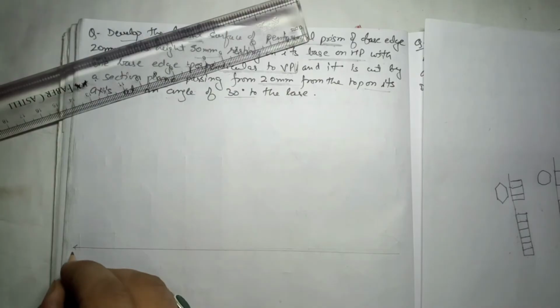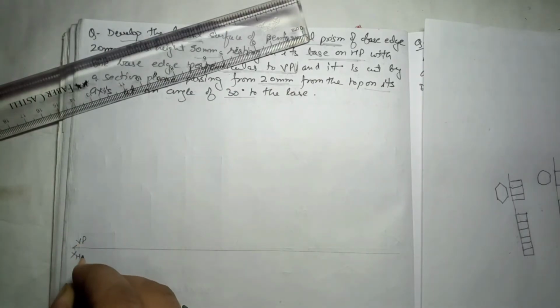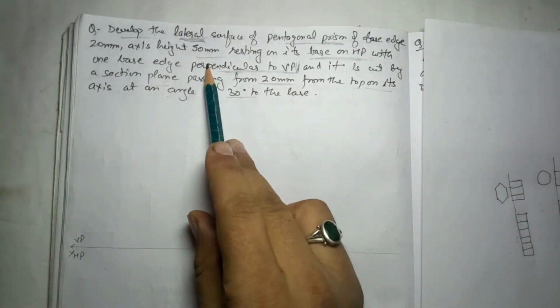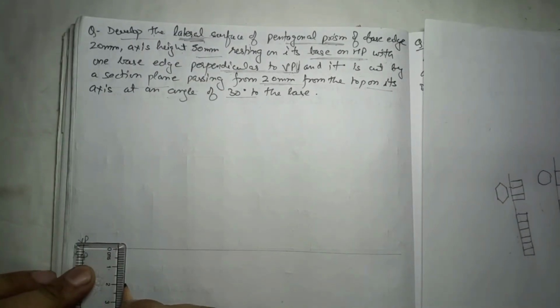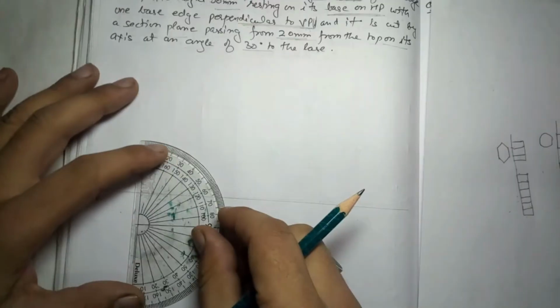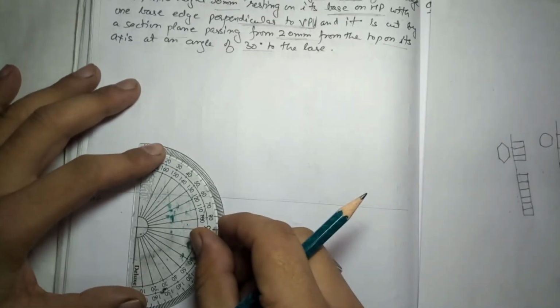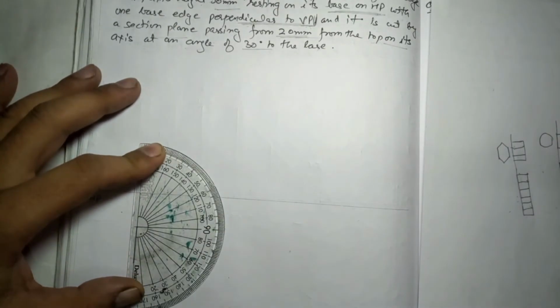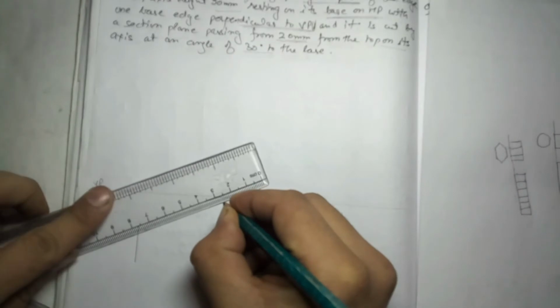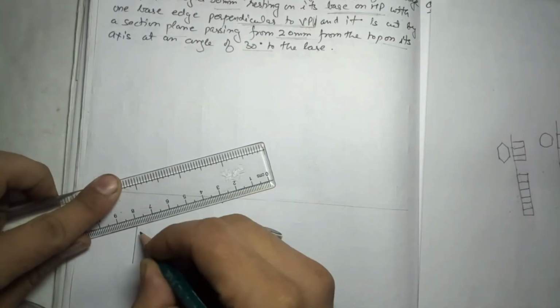So let's see. First we have to draw the front view and top view as we did in the last question also. This is a pentagonal prism, so one base edge perpendicular and base edge is 20. I am taking one base edge perpendicular like this, and it is having 20. I have taken the 20 side perpendicular to XY. Now I have to complete the pentagon on this. How to complete the pentagon? The internal angle is 180 minus 360 by n, n is 5 here, so it is coming 108. So this is 108, and after that we have to see 20.